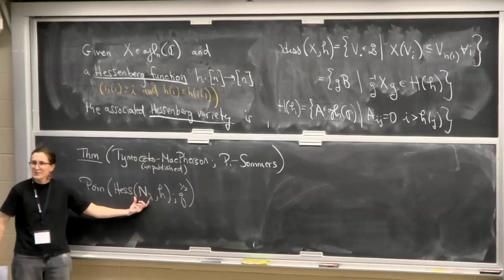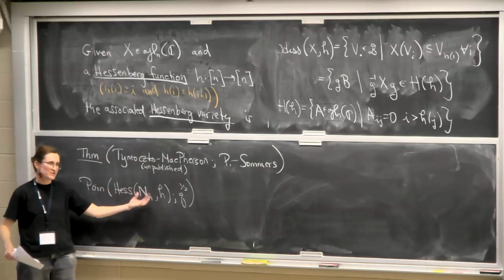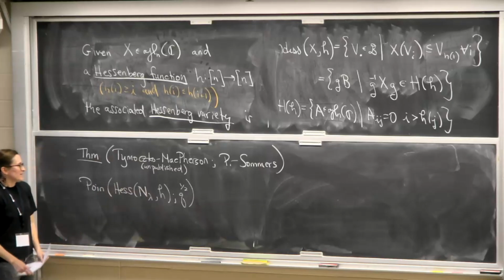So I'm going to use N sub lambda. I told you N means nilpotent. What should N sub lambda mean? Nilpotent of Jordan type lambda. I write down my Jordan blocks. Lambda, this partition, is telling me the sizes of my Jordan blocks. Okay. Good.